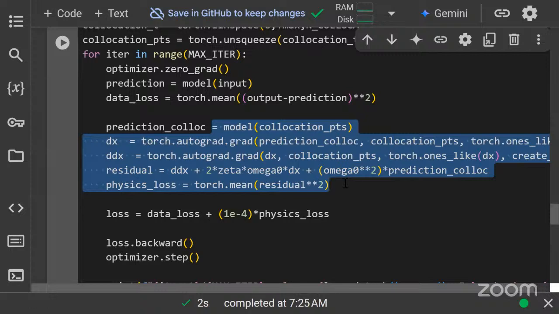And PINN is nothing more than just that. Then we do loss.backward. When we do that, since the loss contains not only the MSE but also the residual of the ODE, the weight updates are going to happen in a way that the model will somehow respect the differential equation describing the harmonic oscillator.